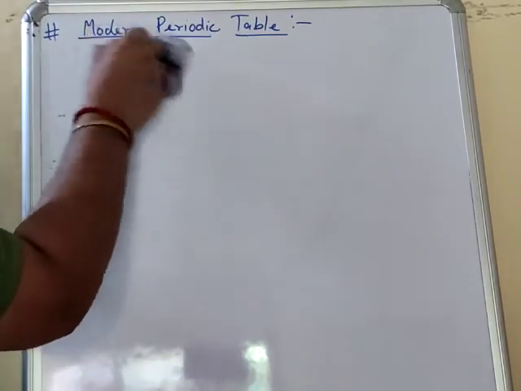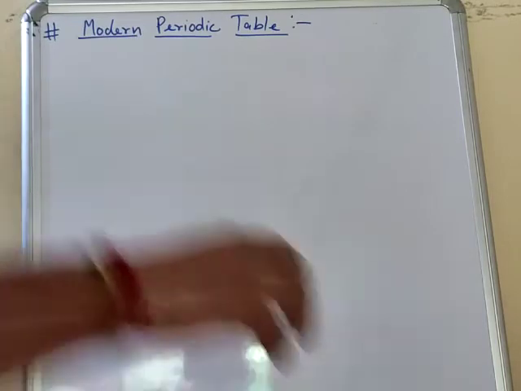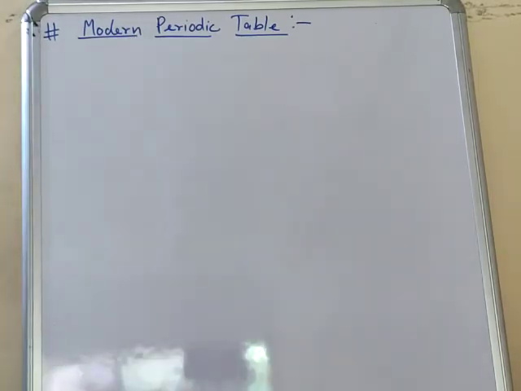Before we start discussing the table, a few problems arise in Mendeleev's periodic table. First we will discuss them here. First problem: explanation for the position of isotopes. One demerit of Mendeleev's periodic table was the position of isotopes, and isotopes mean same atomic number but different atomic mass.